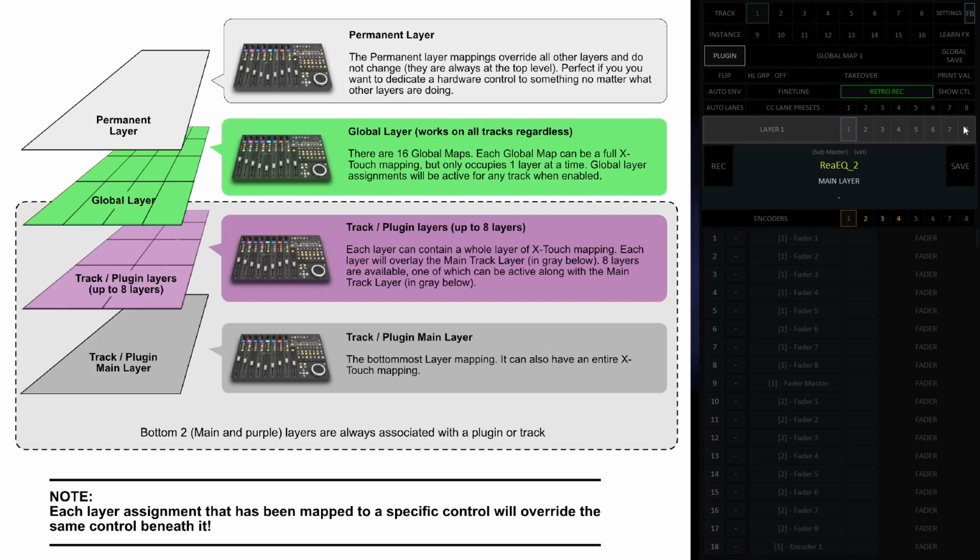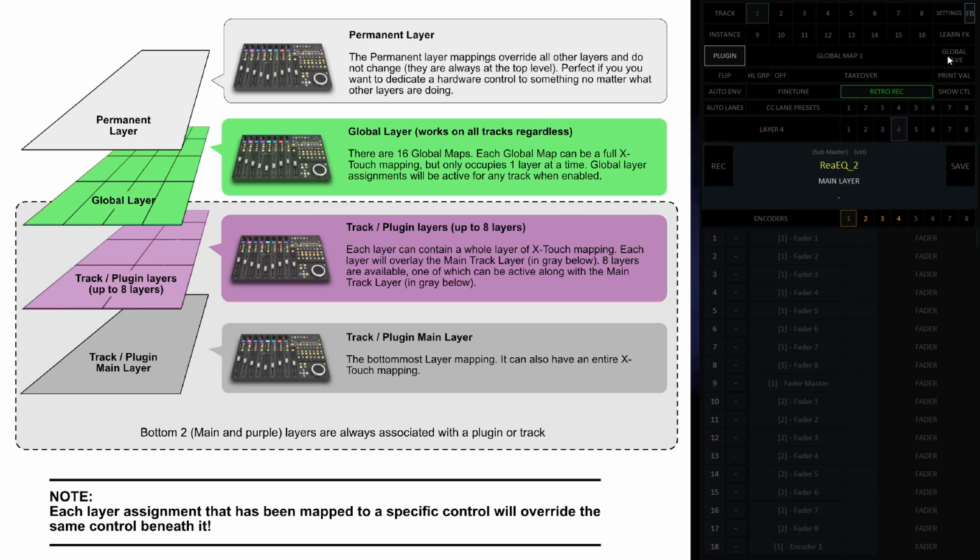Continuing with layers, you have the purple layer here, which is basically an additional set of layers which can be individually overlaid on the main bottom layer of a template. These purple layers are still associated with the focused track or plugin instance, whereas the global map layers are completely independent of whatever is currently focused.